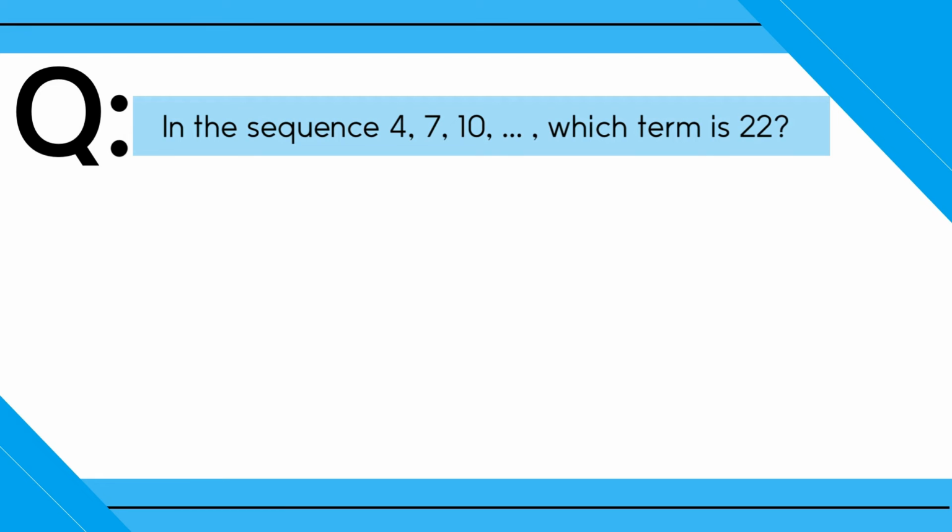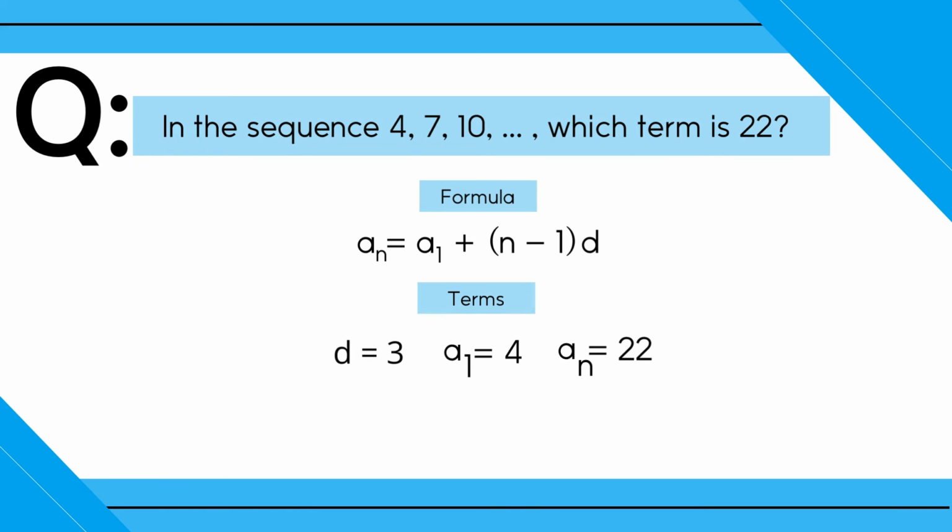Now, what if the question is asking you to find which term is which? In the sequence 4, 7, 10, and so on, which term is 22? I'll be leaving the formula here again. And let's take a look at our given. Our a sub 1 is 4, the common difference is 3, and our a sub n is 22. So again, we need to substitute our values, and we will get 22 is equal to 4 plus n minus 1 times 3. Now let's solve this.